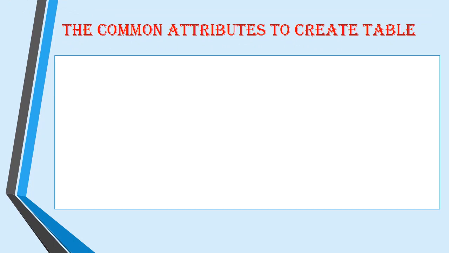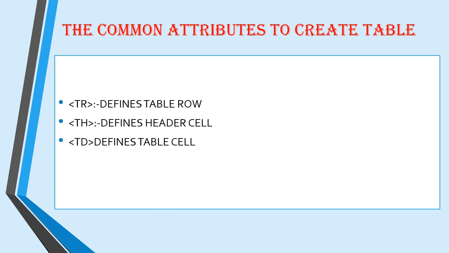The common tags that we use to create a table are tr, which defines the table row. That means each table has rows, right? So each row of a table is first of all given with the tr tag. Okay, and next is th, which defines the headers.